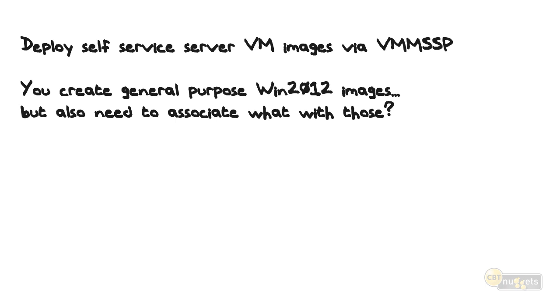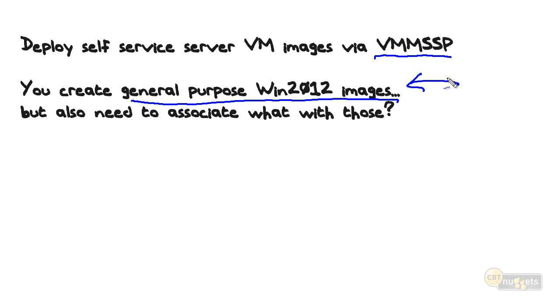Now, let's say that you've created a bunch of generalized, general-purpose Windows Server 2012 images, virtual machine images. You've put those out there so that authorized users in your environment can use the System Center Virtual Machine Manager self-service portal to provision, to spin up their own virtual machines based on those images. Now, in addition to including those images in the VMM library, you've also got to identify some VMM components that are going to be associated with the image.